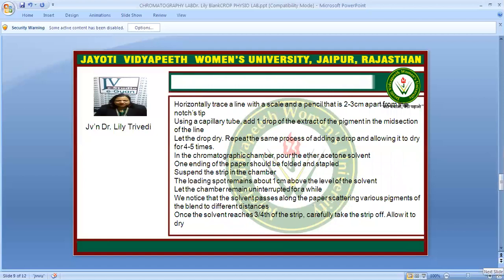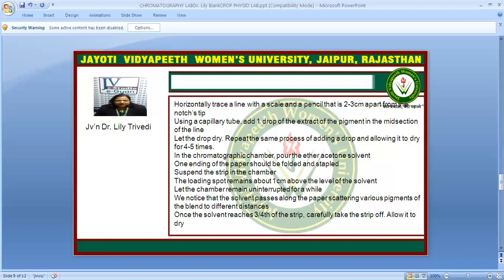And when we get a fine paste, with the help of a spatula, we place it on a filter paper with a tapering notch at one end of the strip. And we horizontally trace a line on the filter paper with a scale that is 2 to 3 centimeters apart from the notch. And we hold the capillary tube and add 1 drop of pigment in the mid-section of the line. After the drop dries, we repeat the same procedure, adding the drop and allowing it to dry 4 to 5 times so that there is enough mixture for it to travel.